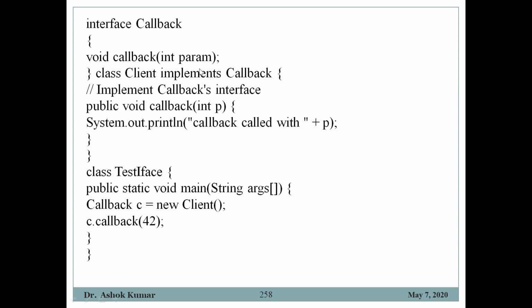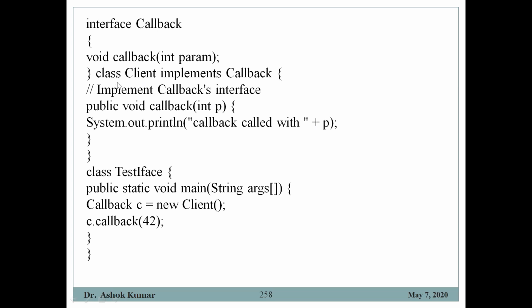And this parameter name you can skip, you can just write int. This variable is not required when you declare the interface. Even though I have used two different names over here, this is also valid. So in this definition of the callback, we have written callback called with p. So we are printing the parameter p that we will pass to this method.